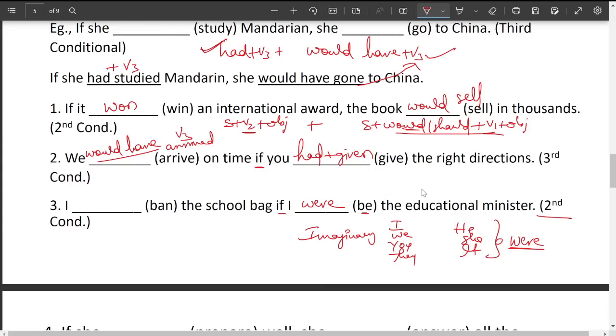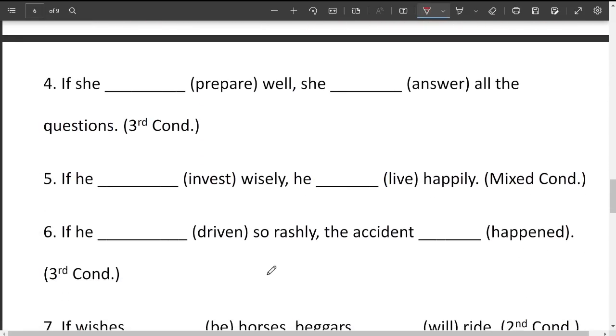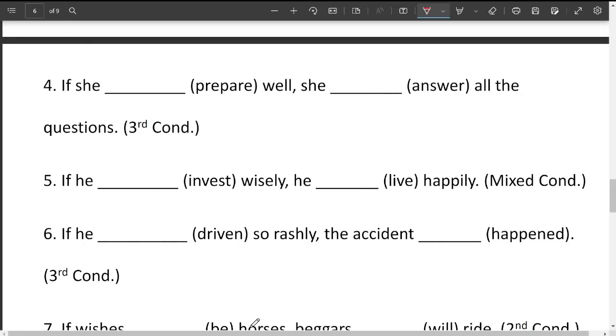now on the other side, what do you need to use? You need to use would or should plus V1. What can you use here? I would ban. Would plus V1, that is would plus ban. So, I would ban the school bag if I were the education minister. Clear?